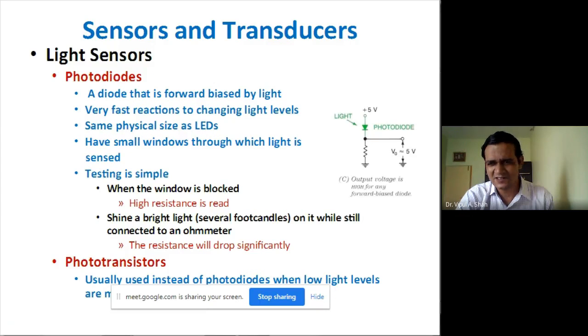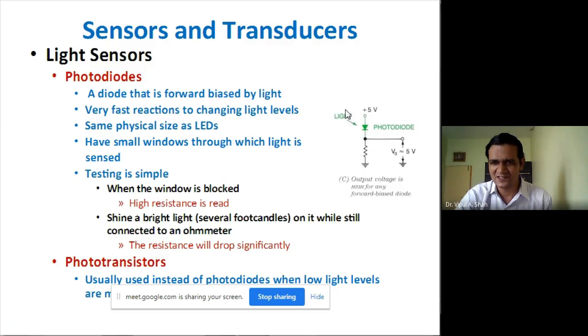Then we have photodiodes. This is the circuit for a photodiode. Here, the diode is a forward bias diode. You can see here that it is in the green color. Light is falling on this photodiode. Very fast reactions to the changing light levels are occurring, and here we can monitor this particular voltage as an output. So as and when the light imparts here on this photodiode, its forward bias condition will occur, and you can monitor this output over here. So with various conditions of this light, you can have various output voltages in terms of 0 to 5 volts outputted over here.